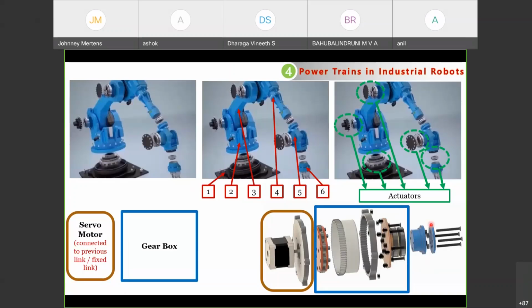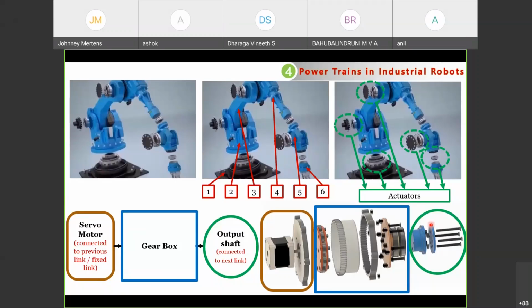Okay, and the next thing is a gearbox. A separate set of gearboxes is available for industrial robots. Then finally the output shaft, which is connected to the next link. Mechanically, it will be bolted using bolts and nuts, so the mechanical connection happens between the servo motor, gearbox and output shaft. And this output shaft will be connected to the next link to which the motion has to be given.